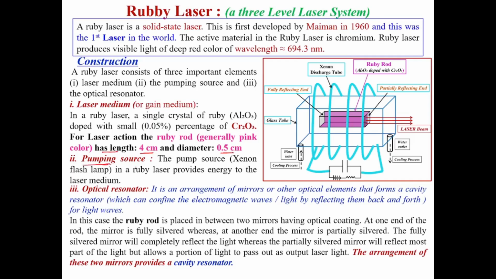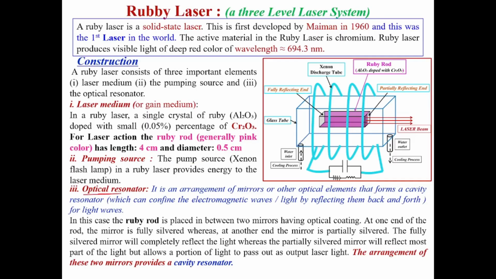Pumping source: in this case, the pumping source used is a xenon flash lamp in a ruby laser, which provides energy to the laser medium. So this wire which is wrapped over this tube is your xenon discharge tube or xenon flash lamp.